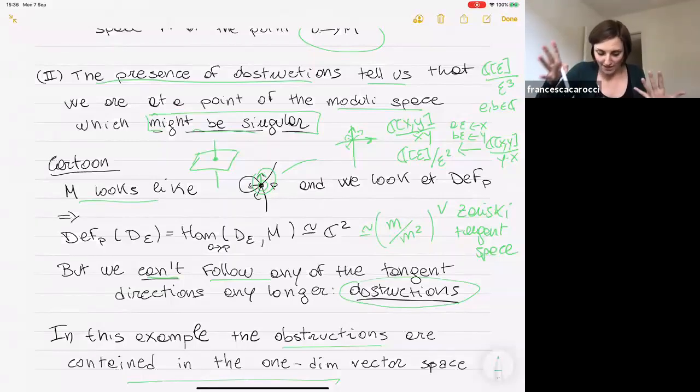In general, when I look at the tangent space to a point, if that point is smooth, then the dimension of the tangent space is equal to the dimension of my variety. But if the point is singular, as we saw in this example, the tangent space is going to be bigger. And usually, in the singular points, you should think that the actual dimension of the space is the dimension of the tangent space minus the dimension of the obstructions.